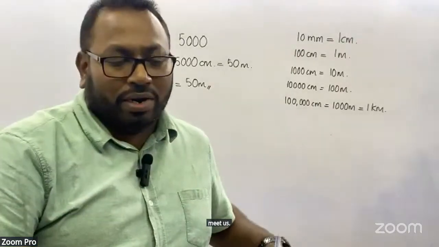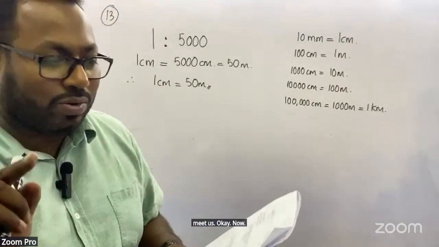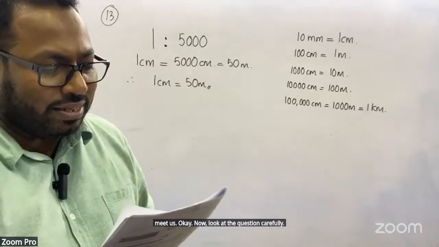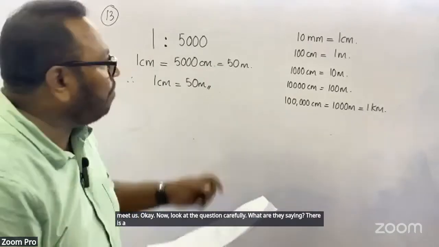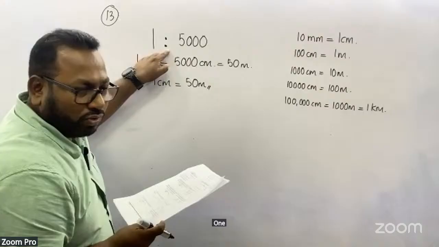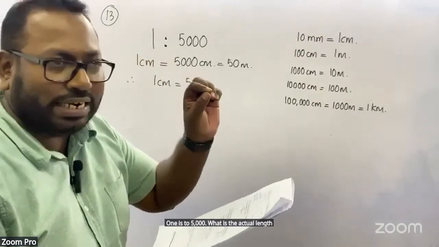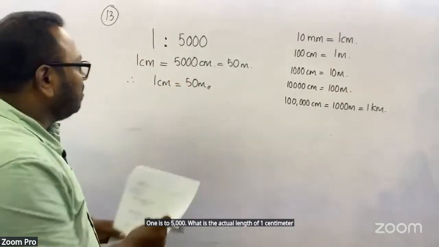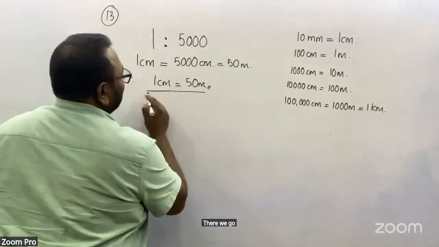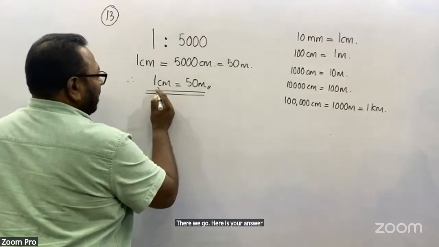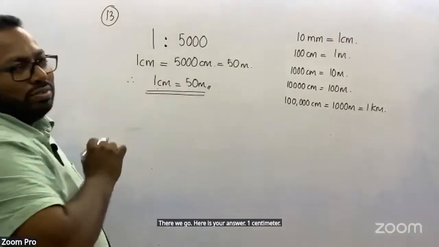Okay. Now, look at the question carefully. What are they saying? There is a scale diagram of 1:5,000. What is the actual length of 1 centimeter in meters? There we go. Here is your answer. 1 centimeter is equal to 50 meters.